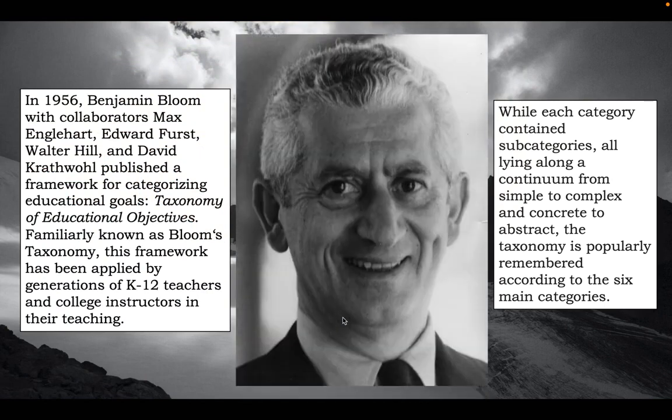In 1956, Benjamin Bloom, with collaborators Max Engelhart, Edward Furst, Walter Hill, and David Krathwohl, published a framework for categorizing educational goals, Taxonomy of Educational Objectives. Familiarly known as Bloom's Taxonomy, this framework has been applied by generations of K-12 teachers and college instructors in their teaching. While each category contains subcategories, all lying along a continuum from simple to complex and concrete to abstract, the taxonomy is popularly remembered according to the 6 main categories.